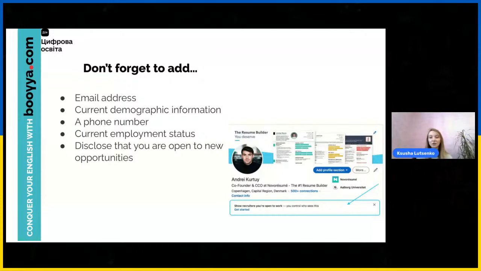Also, it's a great idea to write down your current employment status, but try to be really careful with that. Don't add it to the headline. I'm going to tell you where it is a great idea to add your current employment status. And also mention that you're open to new opportunities. Also pay attention that it's not necessary to do it in your headline, which is under your name. There are other sections for that, and we're gonna go through what you need.